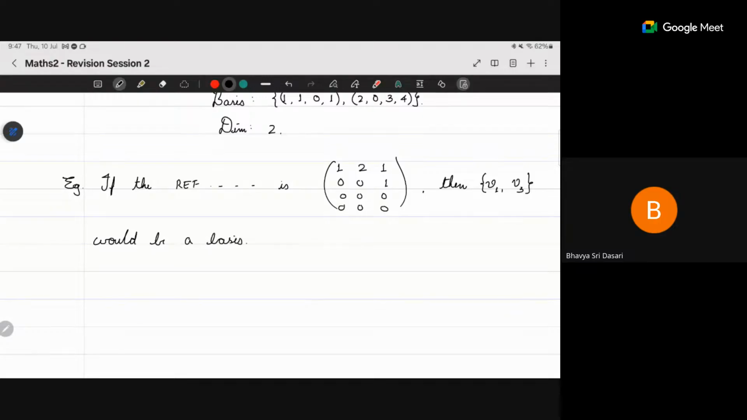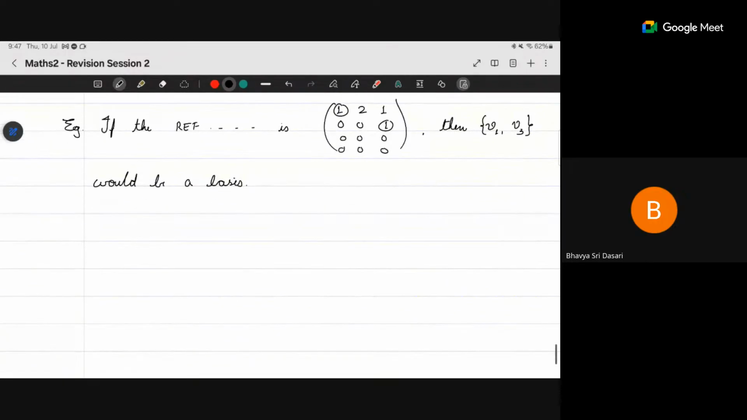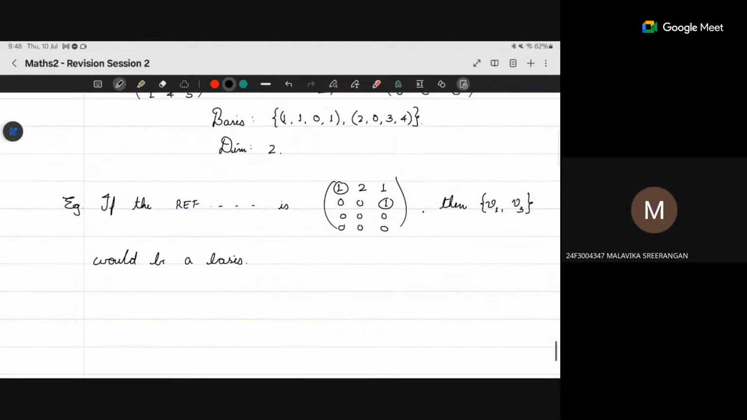Does this clarify your doubt? Yes, thank you. Yeah, the REF need not always have C1, C2, C3 in order. No, it can skip variables.